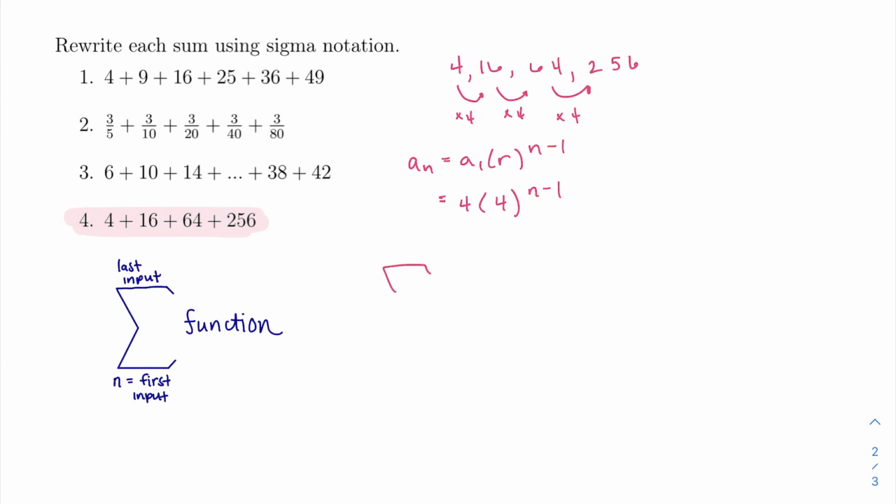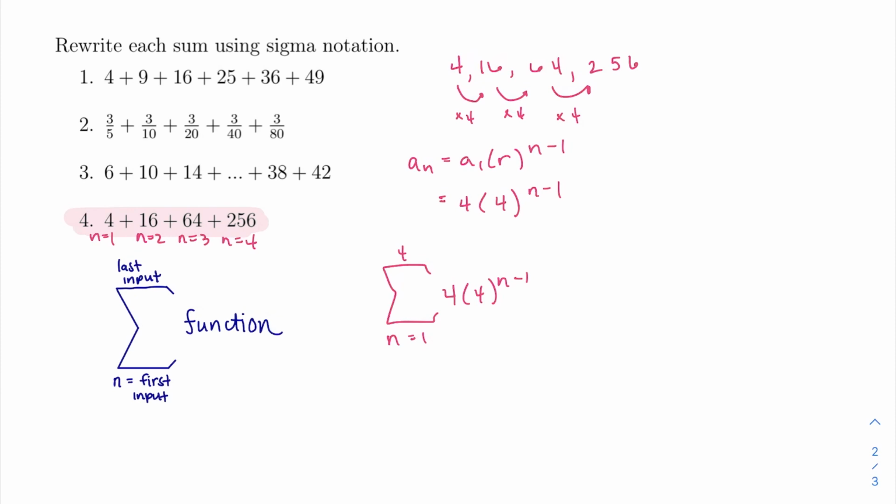That means that I'm going to start with n equals 1, because that is always what I start with when I have a geometric or arithmetic pattern. Then I'm going to put my explicit formula. Then I'm going to see, okay, 4 is when n equals 1, then n equals 2 gives me 16, n equals 3 gives me 64, n equals 4 gives me 256.